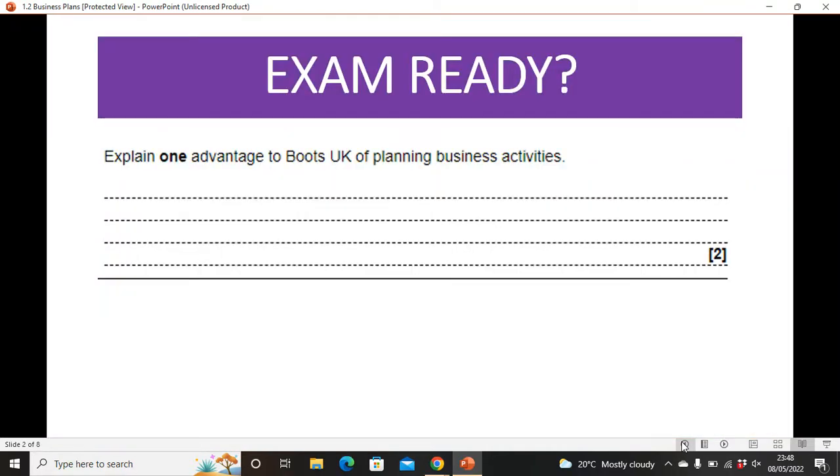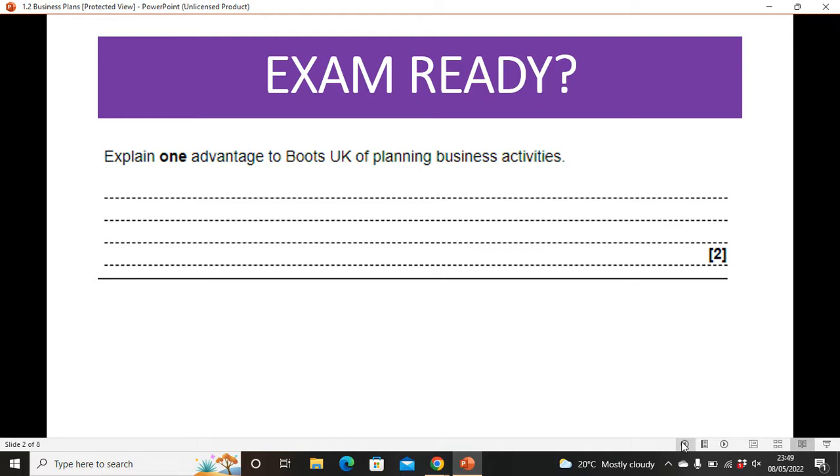Today we're going to look at 1.2 business planning, or business plans. You might be faced with a question that looks something like this. They're usually 2 mark questions. I've seen this a couple of times on a few OCR papers now. The question might be: explain one advantage to Boots UK of planning business activities. It might even ask for one disadvantage to Boots UK of planning business activities.